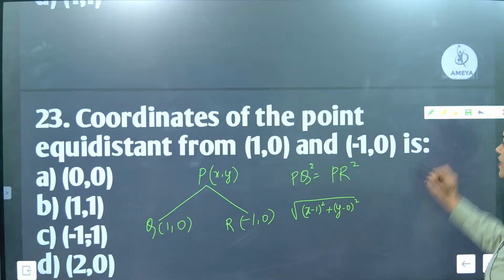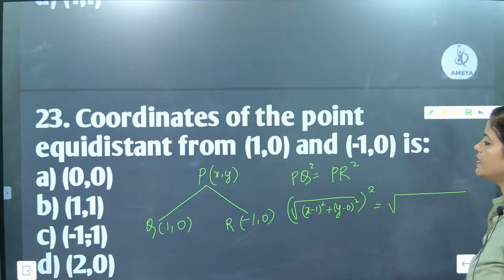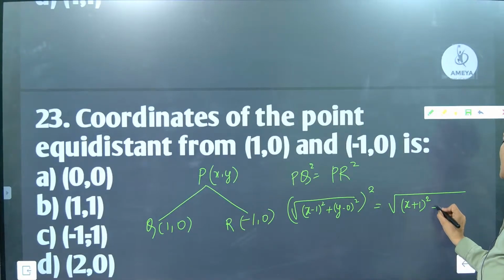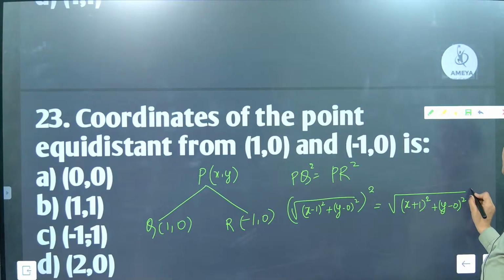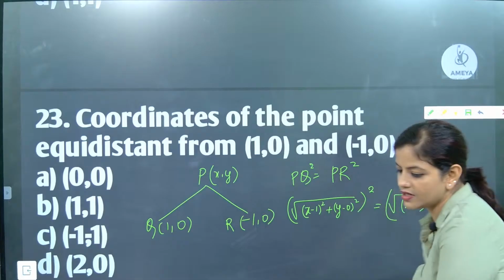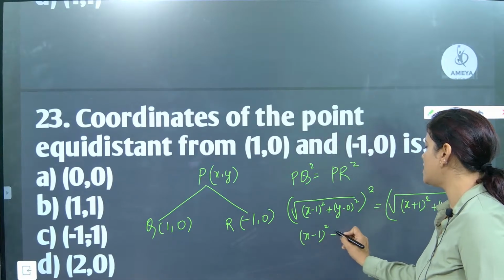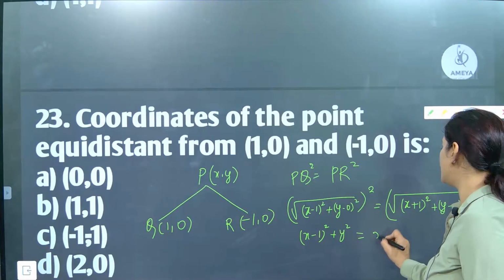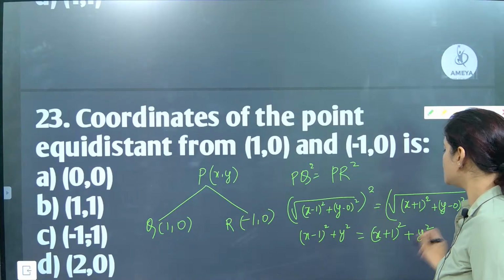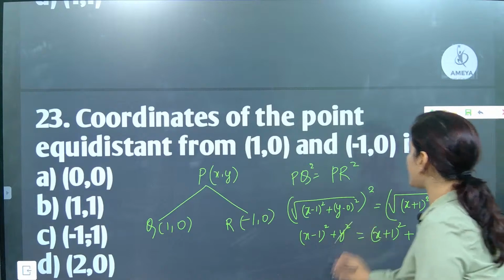Now here PR is there, so root under (x minus of minus 1) will become (x plus 1) whole square plus (y minus 0) whole square. Square and root will get cancelled. So (x minus 1) whole square plus y square is equal to (x plus 1) whole square plus y square. The y square part will become 0, so this will exactly go.